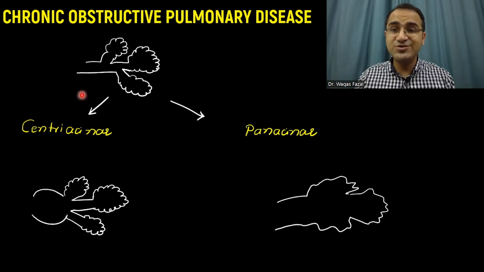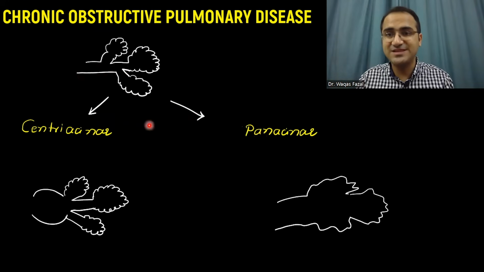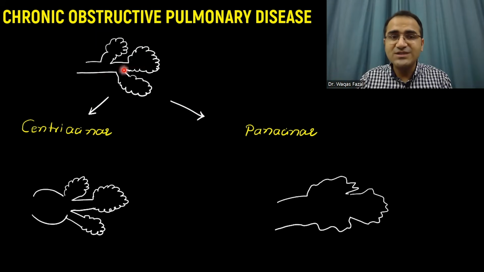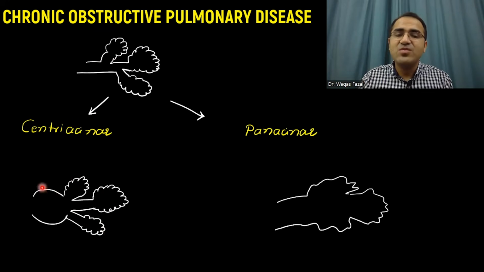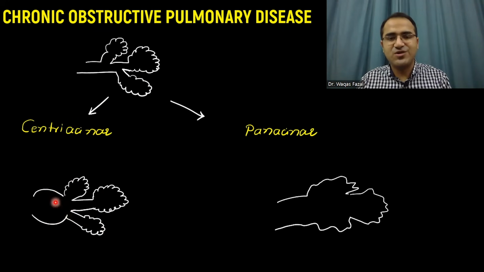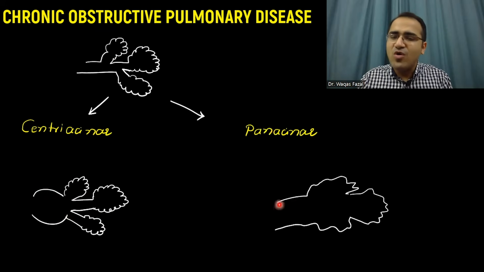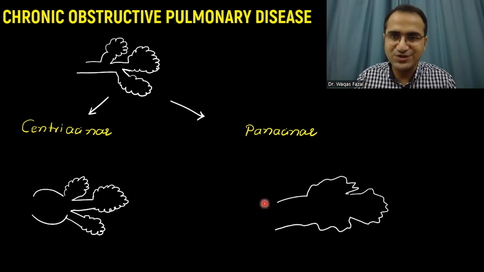Another thing that you would see in your books is centriacinar and panacinar emphysema. This is a picture showing normal alveoli with a normal respiratory bronchiole. In centriacinar, the alveoli are fine, but the respiratory bronchiole is destroyed. In panacinar, the whole respiratory bronchiole as well as the alveoli, all of it, is destroyed.